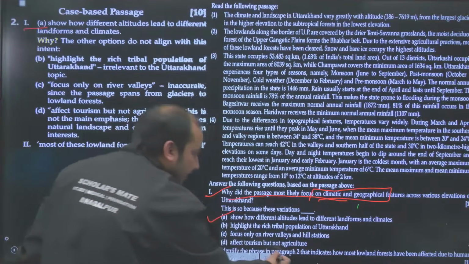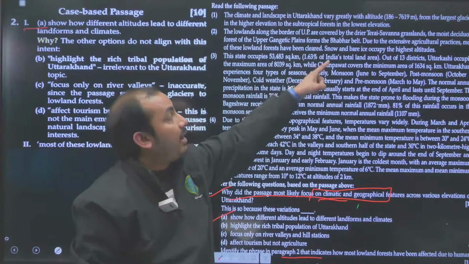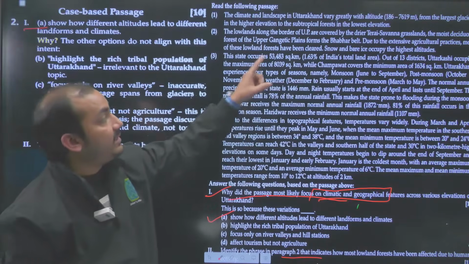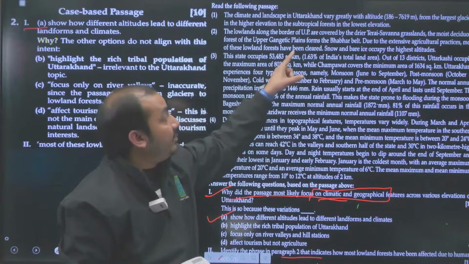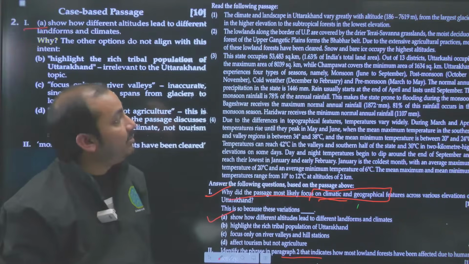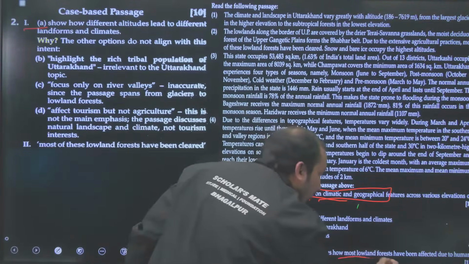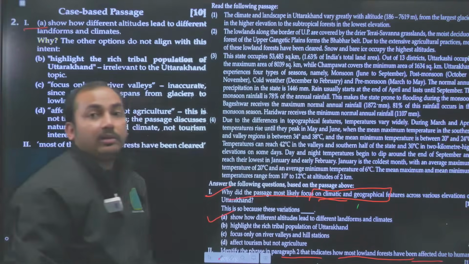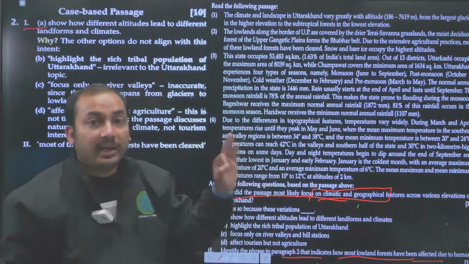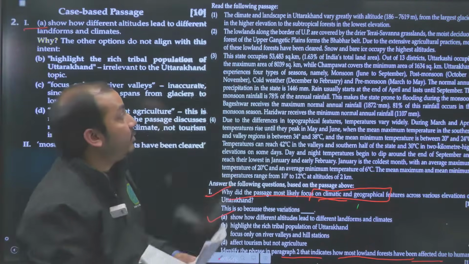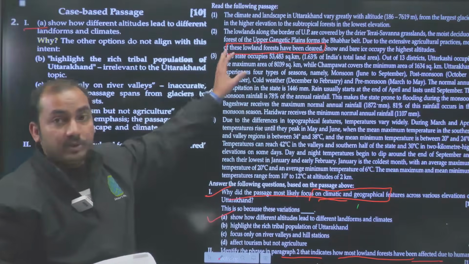Question number 2 here. Identify the phrase in paragraph 2. As you will see, the lowlands along the border of UP are covered by the dry terai savanna grasslands. There we can see savanna grasslands. The moist deciduous forest, and also of the upper Gangetic plains forms the Bhavar belt. Due to the extensive agricultural practices, most of these lowland forests have been cleared. So the exact answer for this question in paragraph 2, how most lowland forests have been affected. The question asked here is how the forests have been affected. So the exact reason given in the second paragraph is that these lowland forests have been cleared. So the exact answer for this question is have been cleared.